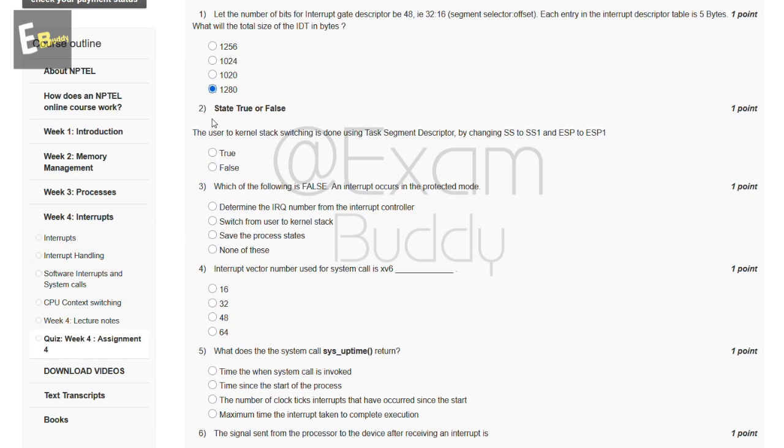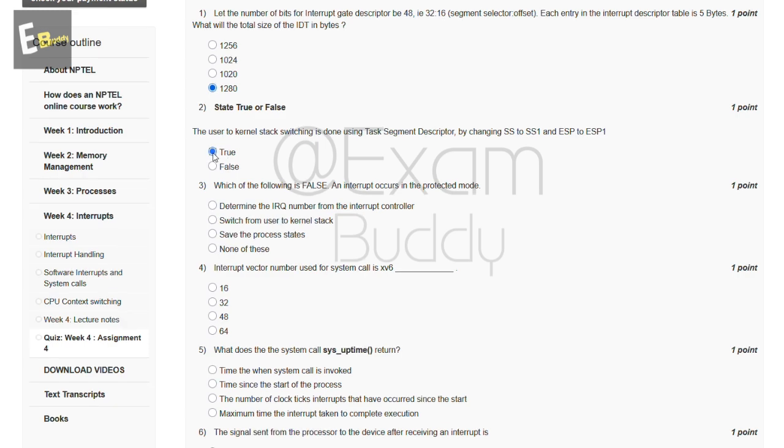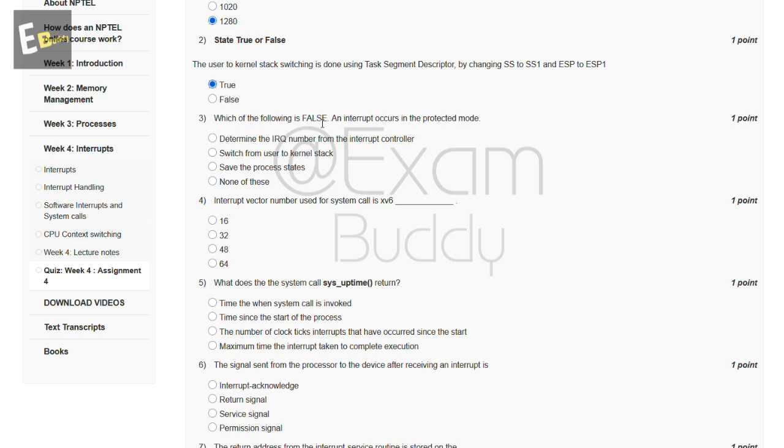Now the second question is: state true or false. The user to kernel stack switching is done using the task segment descriptor by changing SS to SS1 and ESP to ESP1. So these are the options, and the answer of our second question is A, true. Now the third question is: which of the following is false when an interrupt occurs in the protected mode. So these are the options, and the answer of our third question is D, none of these.